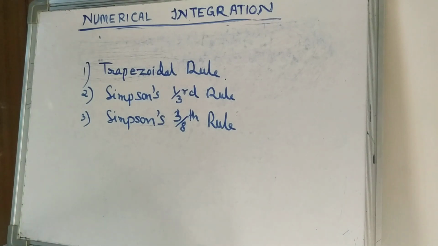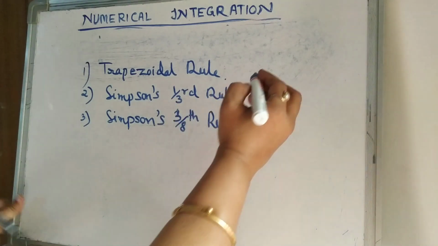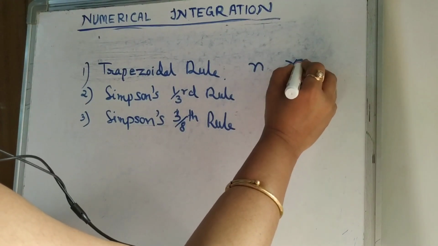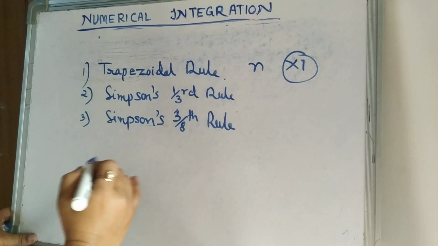Here the derivation is not there, direct formulas are there. All these three formulas are derived from the general quadrature formula that we will do afterward. Now look here, when is the trapezoidal rule applicable? When n is a multiple of 1. That means, what is n?